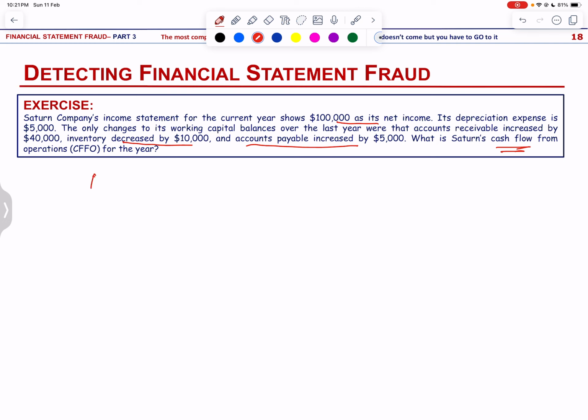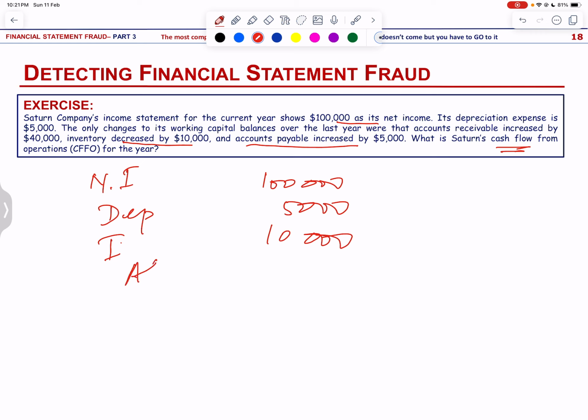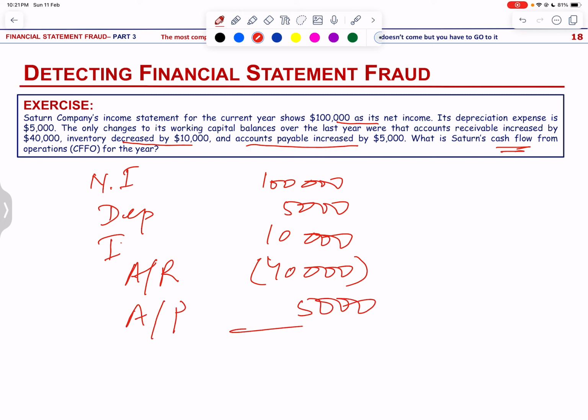So we have the net income of 100,000. We have depreciation that will be added for 5,000. There is a decrease in inventory by 10,000. There is an increase in accounts receivable by 40,000, so this will be reduced. And there is an increase in accounts payable by 5,000, and this will be added. So the cash flow from operations is 80,000.